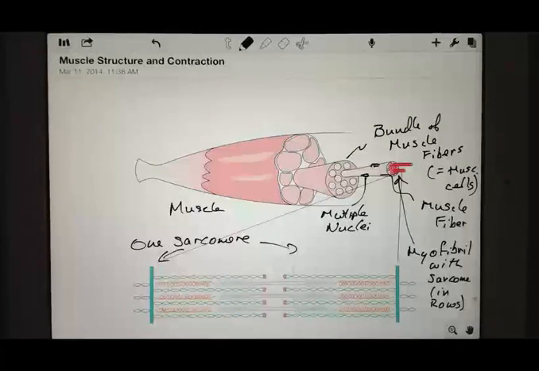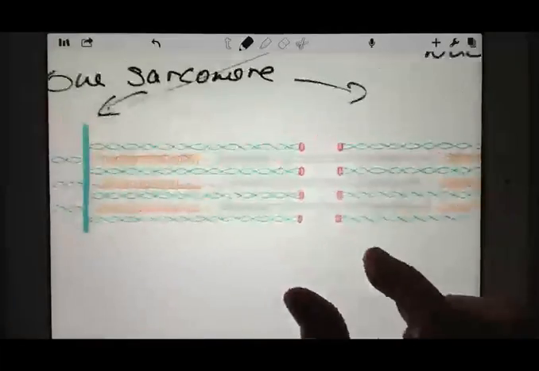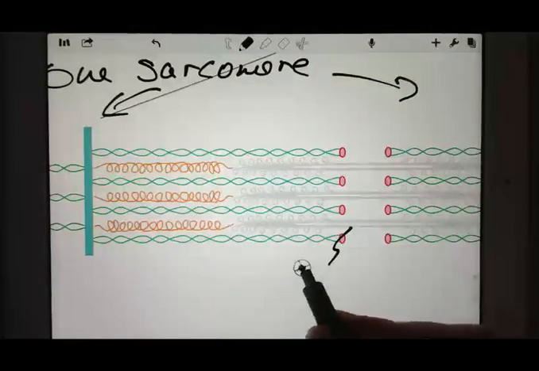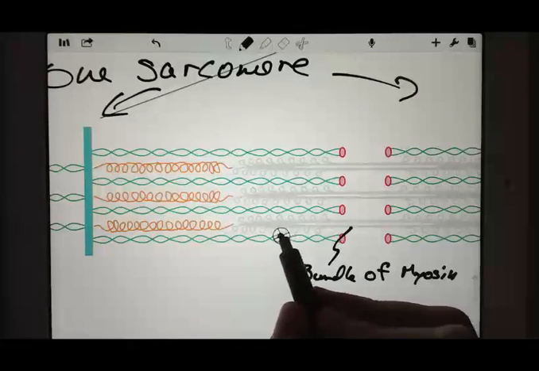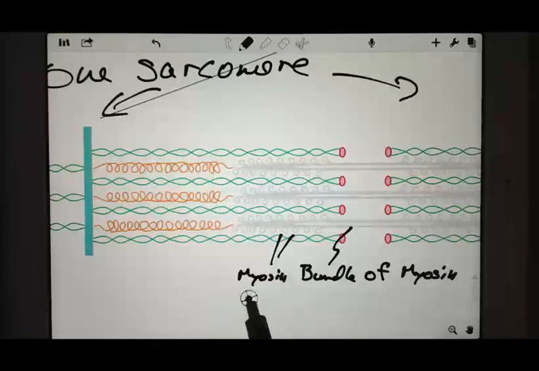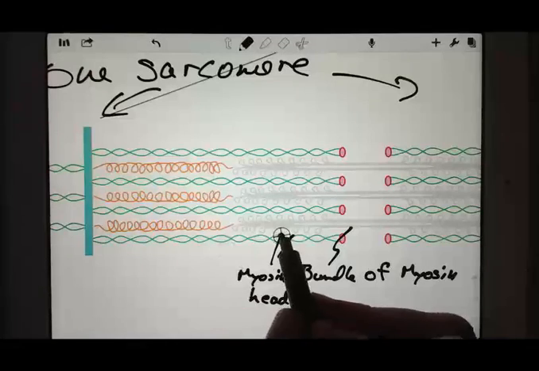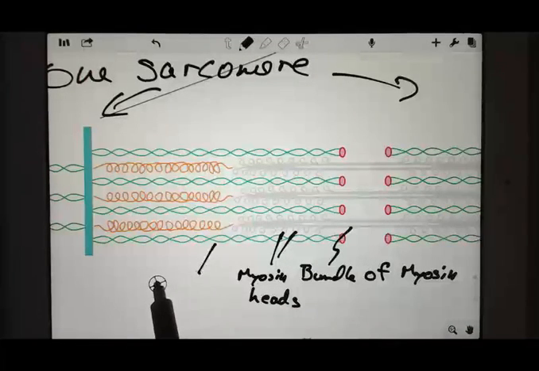That one sarcomere is composed of actually quite a few different types of protein, but the critical ones that we're going to talk about for function are the myosin, a bundle of myosin, and here are the myosin heads. So the little gray loops there are myosin heads. The green is actin. So actin filaments.